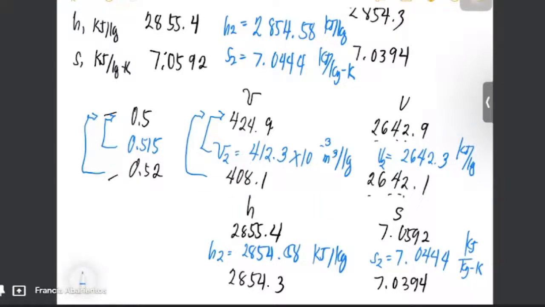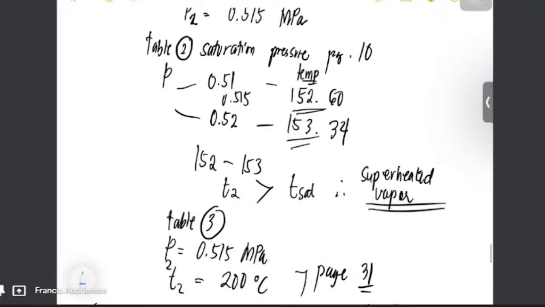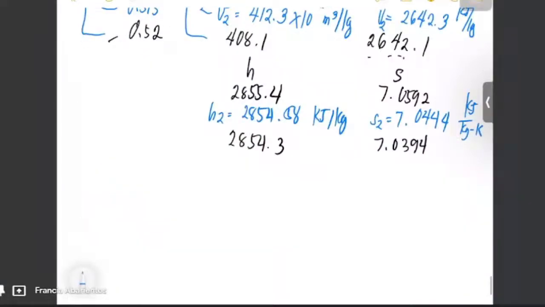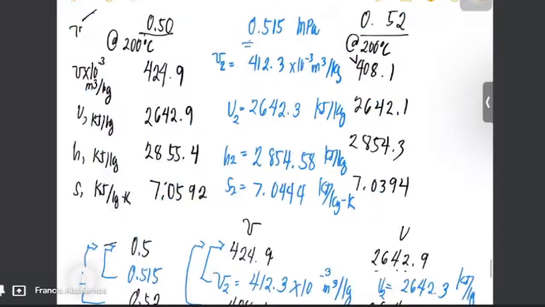Okay, meron na tayong state 1, state 2. Okay. Ano yung pinapahanap? The change in entropy, the change in enthalpy, and the change in internal energy. So, since sa problem, class, take note sa problem. Given sa atin yung letter A, given. Ano yung given sa problem?